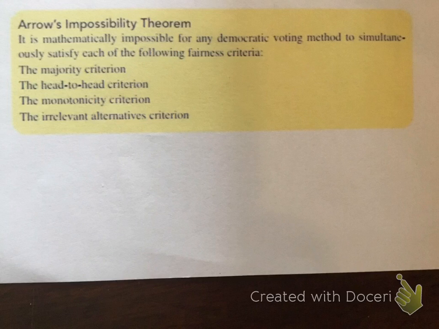It is mathematically impossible for all democratic voting methods to simultaneously satisfy each of the following fairness criteria: the majority criterion, the head-to-head criterion, the monotonicity criterion, and the irrelevant alternatives criterion. So it's up to you, if you're running a business or you're running some kind of voting method, what you're willing to live with in terms of something not being fair. And that's the end of 14.2.